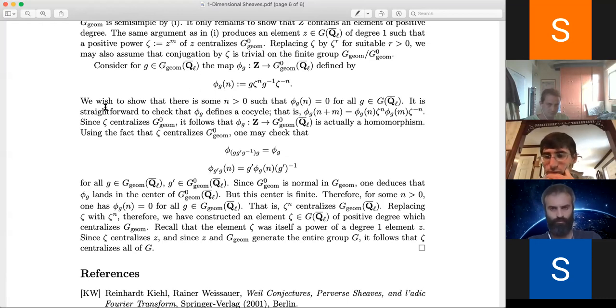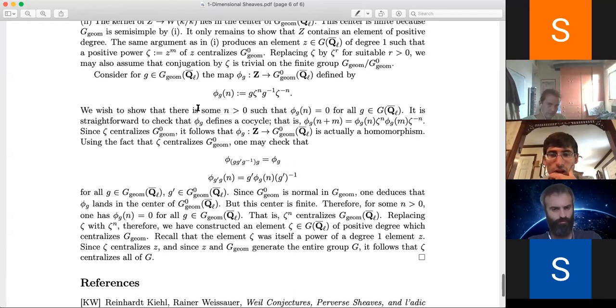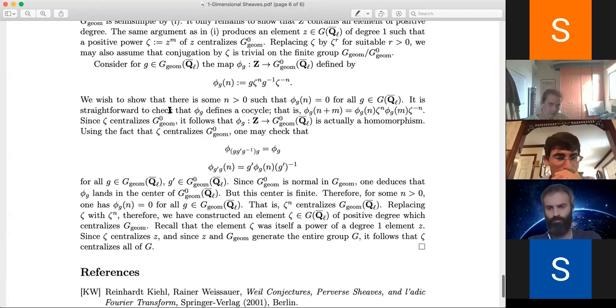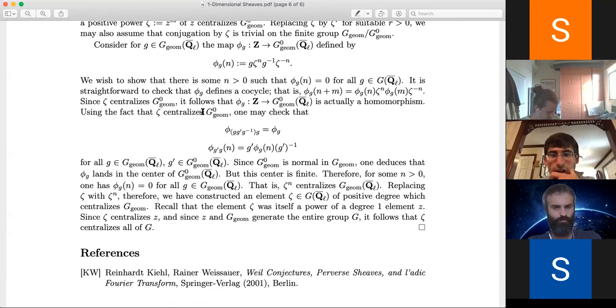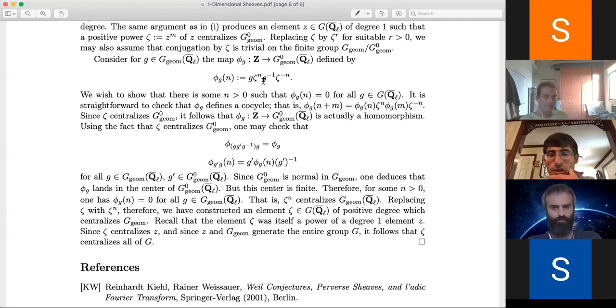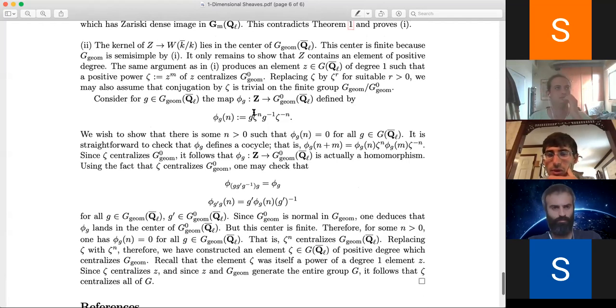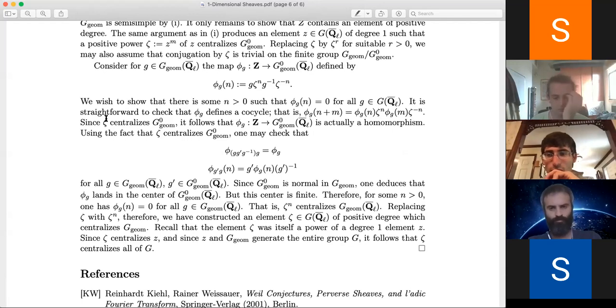One? You mean 1? When you said 0, you mean 1? Yeah, okay, I should have said 1, you're right, because there's no, yeah. Okay, so phi G of n is trivial, let's put it that way. That tells you that zeta to the n centralizes the geometric monodromy. And if it centralizes the geometric monodromy, then it centralizes everything, because it centralizes zeta, which was a power of this degree 1 element Z. So it centralizes a degree 1 element and the geometric monodromy. That means it centralizes the whole group, because the whole group is generated by those two groups.